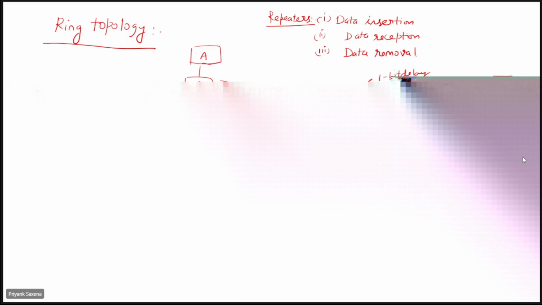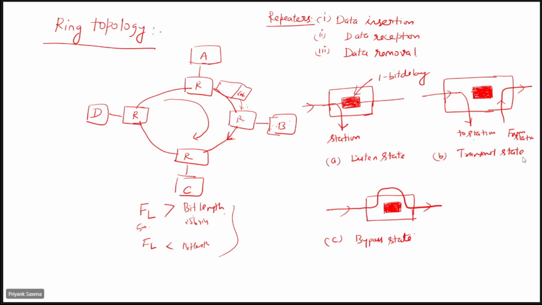So both these two listen and transmit states are sufficient for proper ring operation. The third state, the bypass state, is also useful, because once this bypass relay is activated, as I told you, the repeater introduces a 1-bit delay. Once the repeater is in the bypass state, it simply bypasses it, so it will improve the performance by eliminating the repeater delay. As I told you, some of the repeaters may not be active on the network.